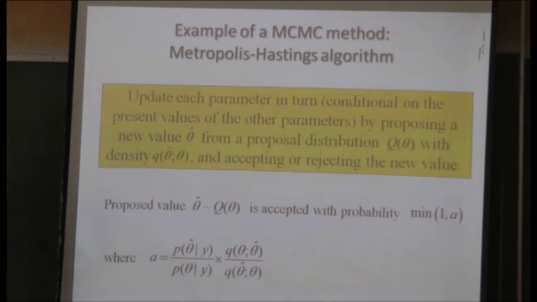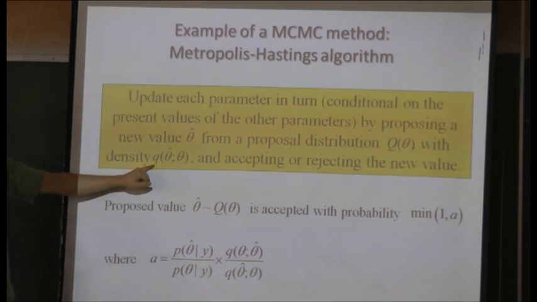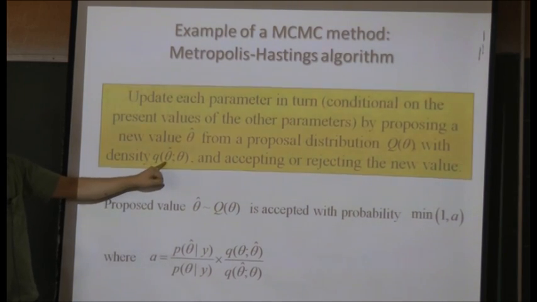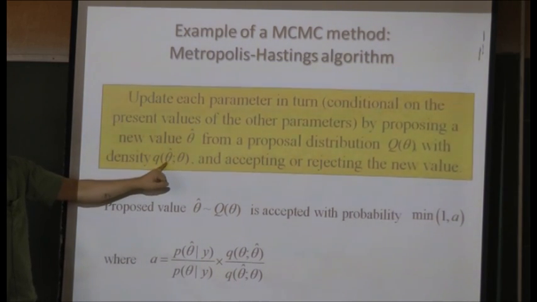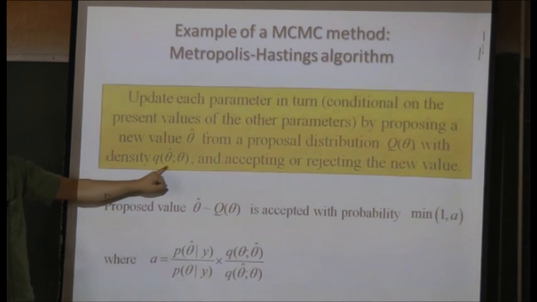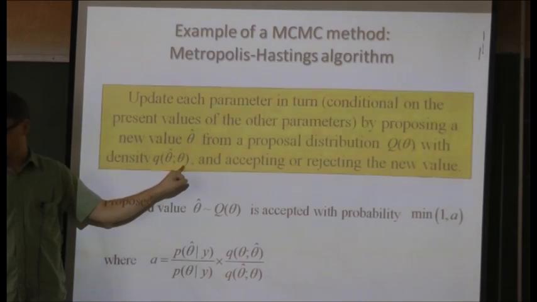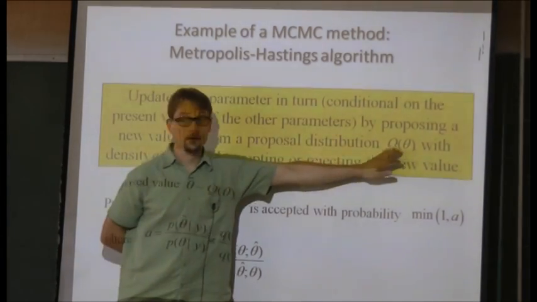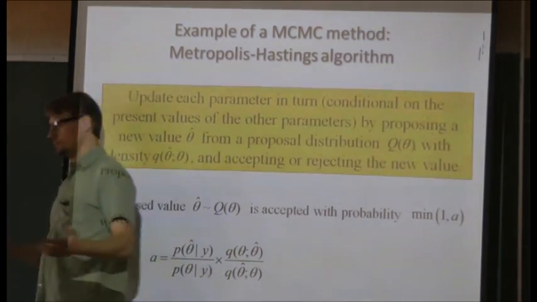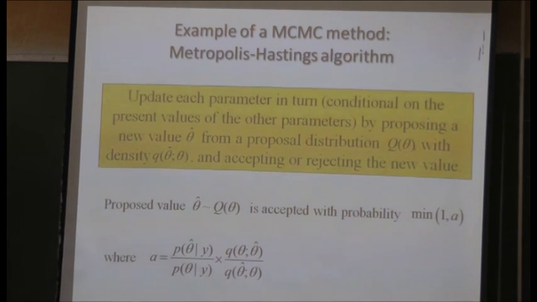Okay? I denote the density of this distribution Q by small letter q. So this is the density in terms of the new value theta hat. It might depend on the old value theta, the current value theta. As I indicate here, this distribution capital Q can depend on the present value of the parameter. I'll illustrate more concretely what it means in practice soon.